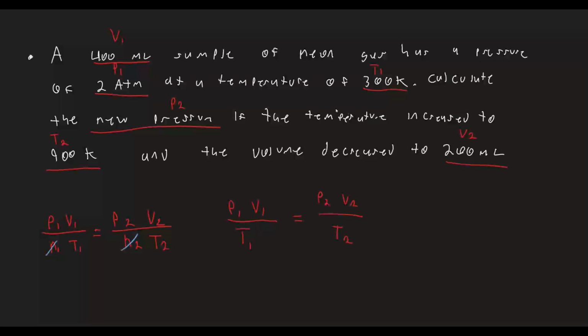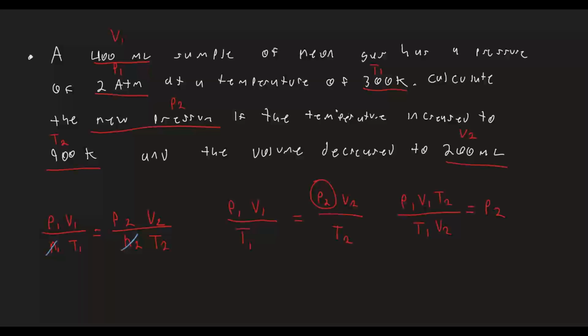So based on this information, we need to find P2, which is this guy right here. So let's solve for it. We will need to essentially multiply across by T2 and divide by V2, which will give us P1 V1 T2 divided by T1 V2 equals P2. So here is our new worked out equation.